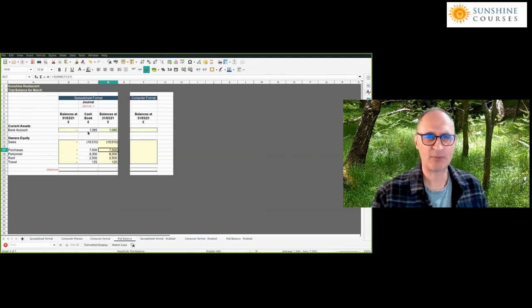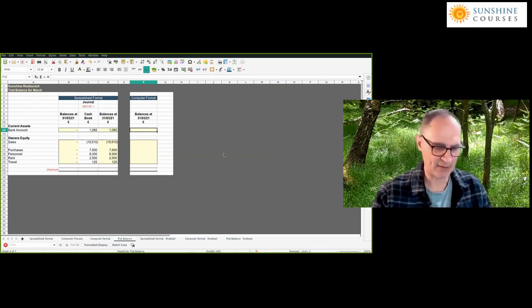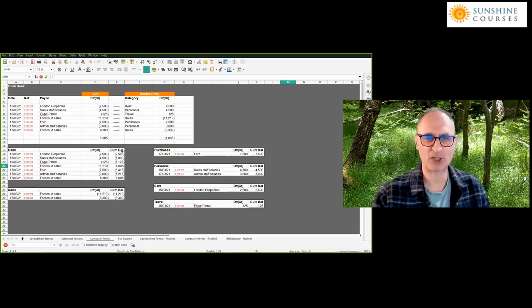If you remember, with the spreadsheet format, we enter the one total transaction. We enter the cumulative totals for the month. What I'm going to do in the computer accounts is simply enter the balance at the end of whatever period I'm looking at. So with my bank, I'm going to insert my bank balance of £1,085. That's the cumulative balance at the end of the period.